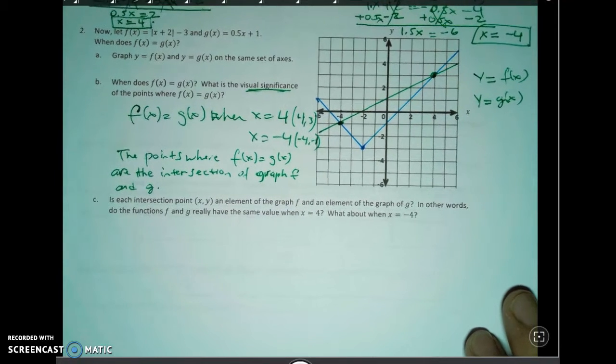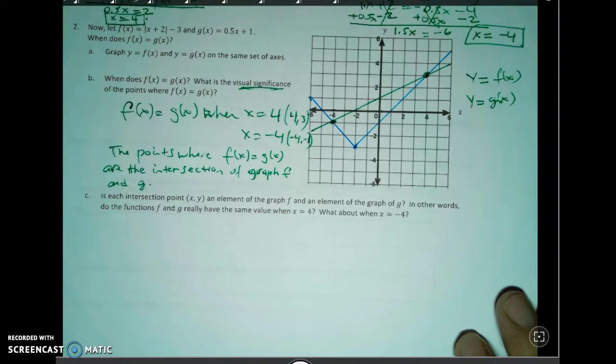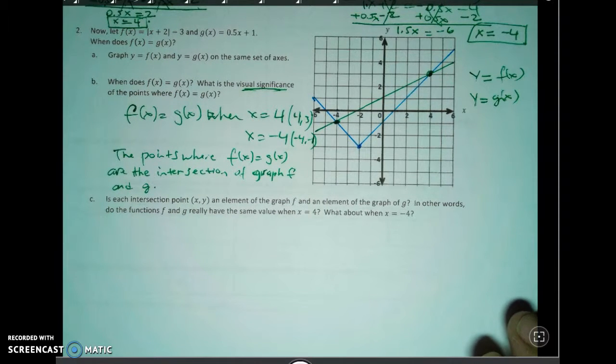Is each intersection point x and y an element of the graph f and an element of the graph g? In other words, do the functions f and g really have the same value when x is 4? What about when x is negative 4? The answer is simple: yes. You can determine this if we plug in negative 4 and 4 for x in both of the functions.